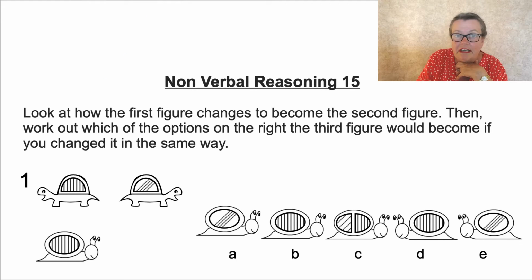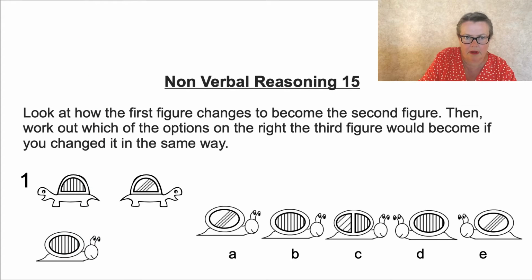Right, we're reading the instructions, so we're about to go on to the questions. Look at how the first figure changes to become the second figure. Right, that one changes to become that one. Bum finger, bogey finger, remember, point to where you want to be. Then work out which of the options on the right, the third figure would become if you changed it in the same way. Where's the third? 1, 2, 3.